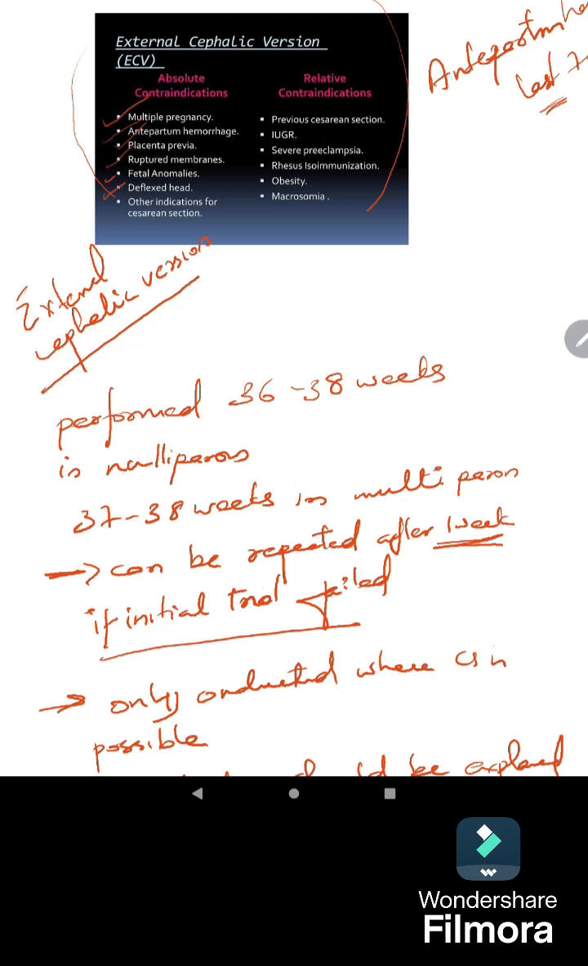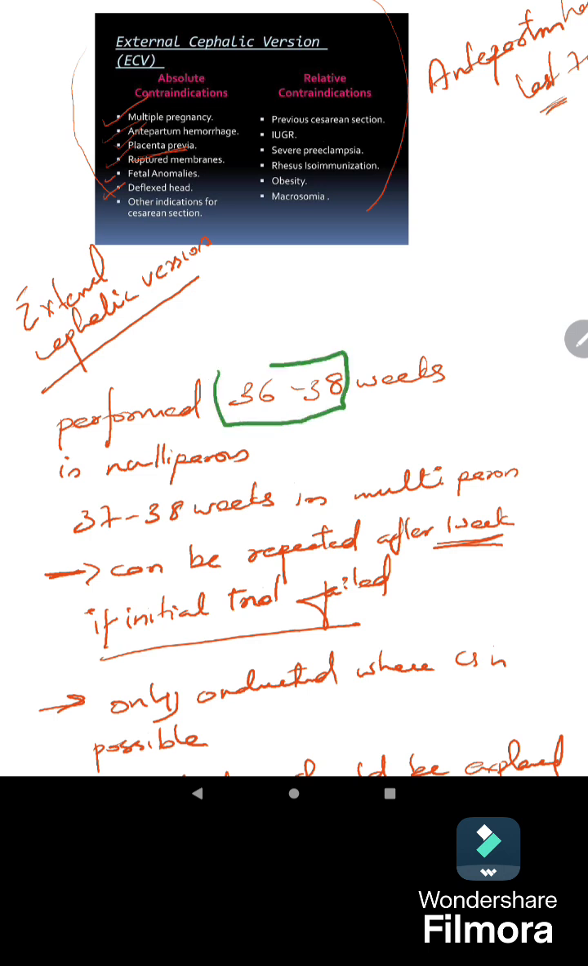There is severe preeclampsia and rhesus isoimmunization, that is Rh incompatibility, or obesity or macrosomia. In this case, it is a relative contraindication. There is nothing like only the deflexed head being there. Otherwise, if fetal anomaly is there, you can see there are no weeks mentioned over here. It is just the placenta previa or low lying placenta which is considered here.